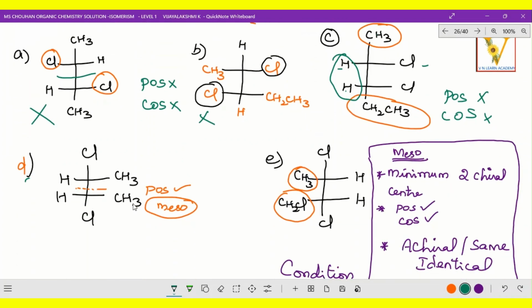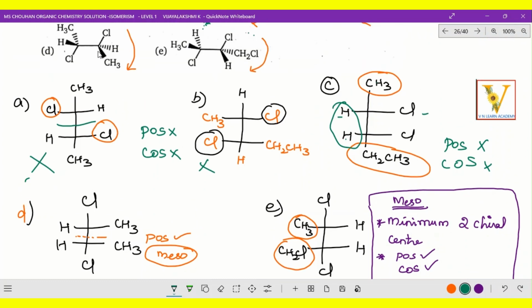So the next one is option D. Option D, I just bring it here. In option D, dash position CH3 and wedge position hydrogen and Cl. I just put Cl on the top, and here, that means wedge position hydrogen and dash position CH3. Yes, you got it now. And the same way Cl and Cl. So when you are cutting, yes, we got that it is meso. Meso, it's identical. See, when you cut, both are superimposable on the mirror image. That is all we want for meso. Yes, we got it. Option D is a meso.